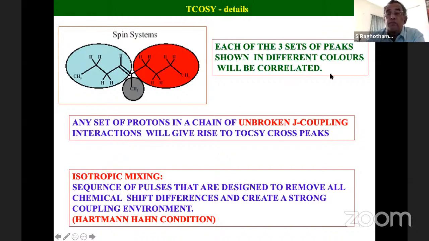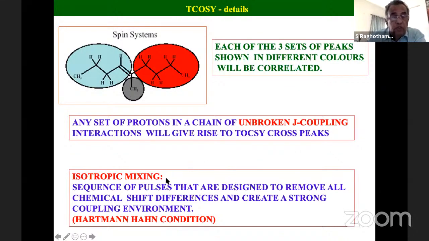Now there are three sets of peaks, shown in different colors, that will be correlated. Any set of protons must have unbroken J coupling. So now this is coupled to this, this is coupled to this, this is coupled to that. But when you come to this side, because this is 4 bonds away, there is a connection breakage here. So all these things are connected, but this stands isolated. There is no connectivity at all.